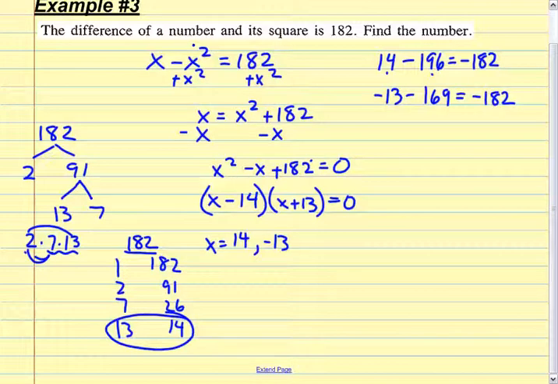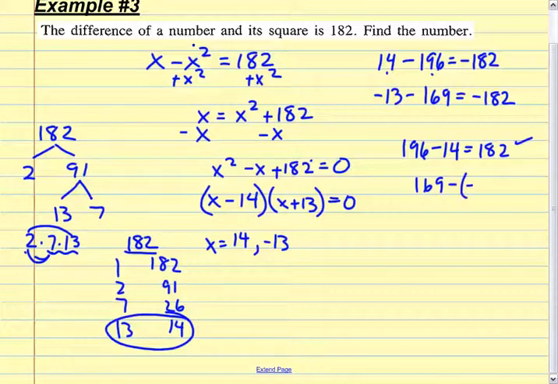You know, I mean, if I flipped it around, if I did 196 minus 14 is equal to 182, that's true. And 169 minus negative 13, okay, that's definitely true also. Okay. I say, okay.